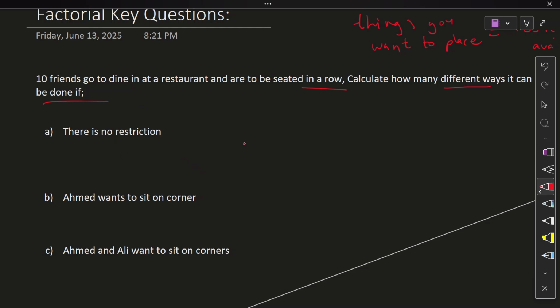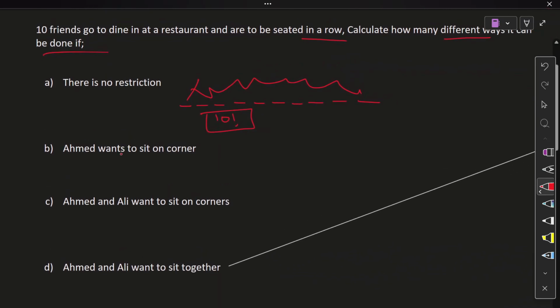So firstly, they have no restriction. The 10 people can sit and move around. We don't know how they're going to sit, so let's just make 10 spots. 1, 2, 3, 4, 5, 6, 7, 8, 9, 10. They can all just come, move around, and form different arrangements each time. 10 people are moving around, so 10 factorial. Answer. That's it. Moving on.